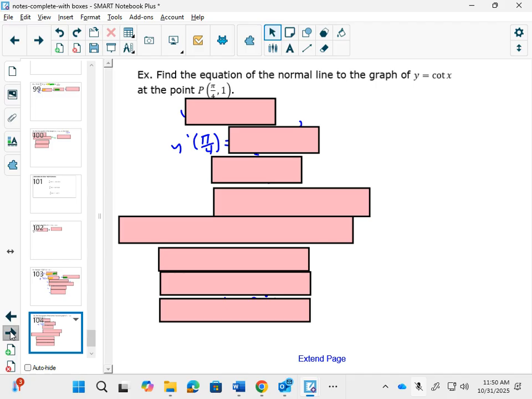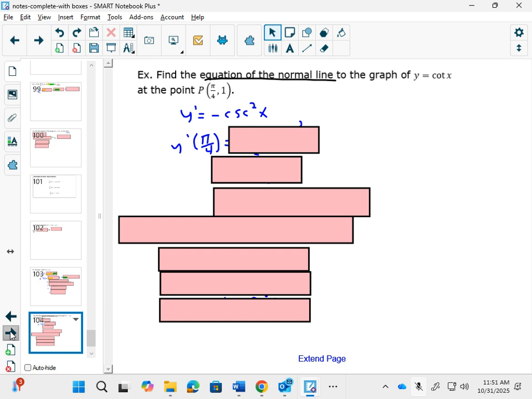Find an equation. What do you need for an equation of a line? You need a slope and a point. And they gave us the point. How do we find slopes? Slopes of tangent lines are the derivative. What's your shortcut for cotangent? You don't know. You got some work to do over the week. 3 new shortcuts today? Negative cosecant squared. Maybe. Yes.